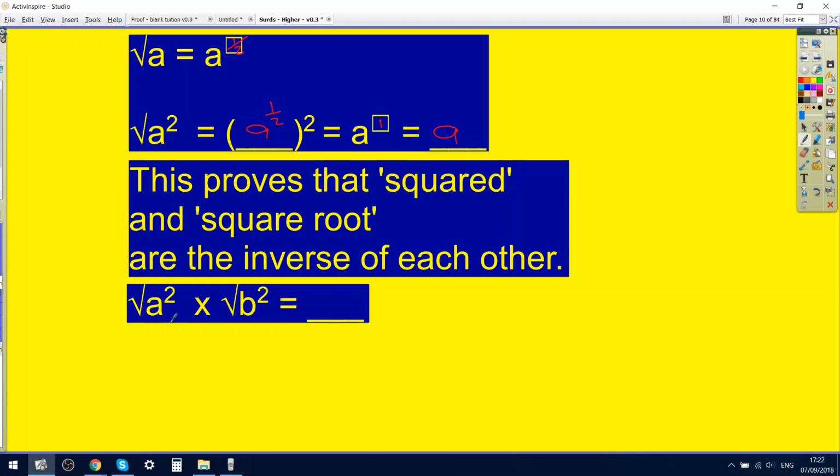And so how else can you write root a times root b? Just something to the power of 1. Well, what is the square root of a squared? Sorry? What is the square root of a squared? A to the power of half. So what happens? So you have a square root it. What do you have?